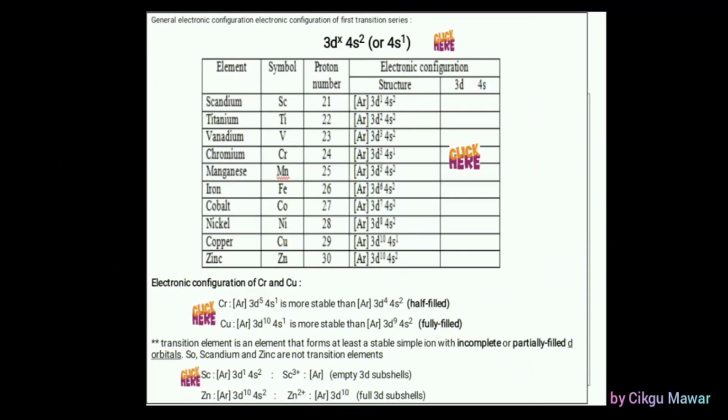Let me see the definition of transition element. So what is a transition element? A transition element is an element that forms at least one stable simple ion with incomplete or partially filled d orbital. Refer to the electronic configuration here. We can see that scandium and zinc are not transition elements.